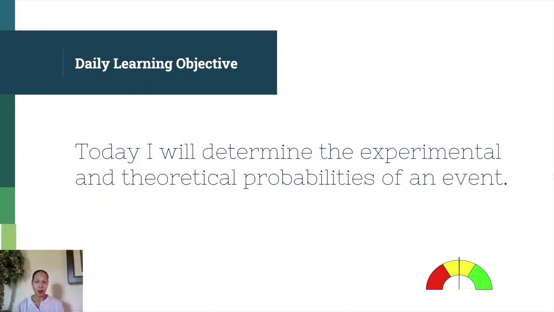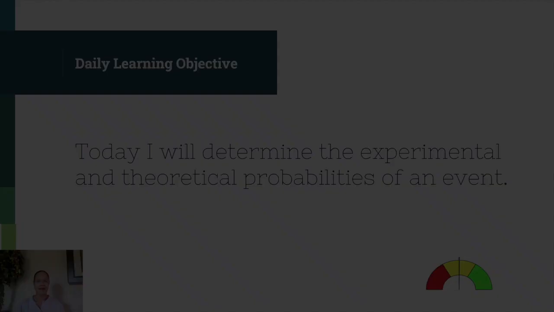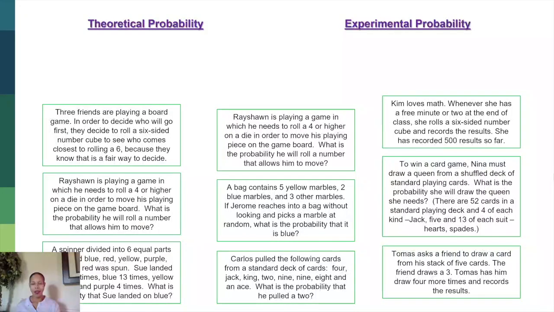So today's learning objective is to determine the experimental and theoretical probabilities of an event. We're going to start by participating in a sort, the kind that you do in your classroom, where we're going to identify which situation goes under a particular category.